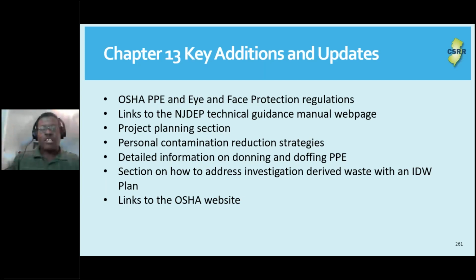A link is provided to get more information from the US EPA website. Based on the information in that link, if you don't want to produce a separate IDW plan, it can be included as part of your QAP or work plan sampling plan. And again, there are links to the OSHA website and OSHA citations throughout Chapter 13 to get more information from. Next slide.